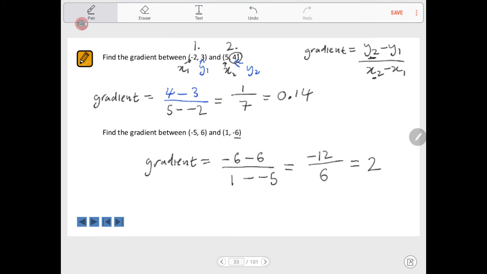Okay, so using the formula, that's how we calculate a gradient. So go ahead and try the questions in the description.